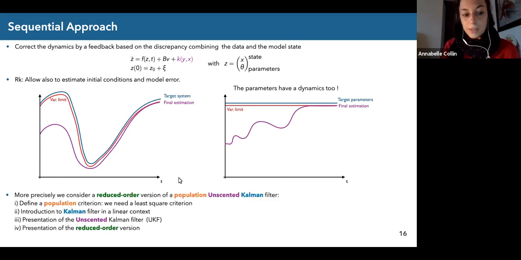So more precisely in this work, we will consider a reduced order version of a population unscented Kalman filter. Many words. So I will explain in the following first the population criterion that we have defined. I will introduce the Kalman filter in a linear context, and I will present the unscented Kalman filter. And at the end, I will also present the reduced order version of our population Kalman filter.